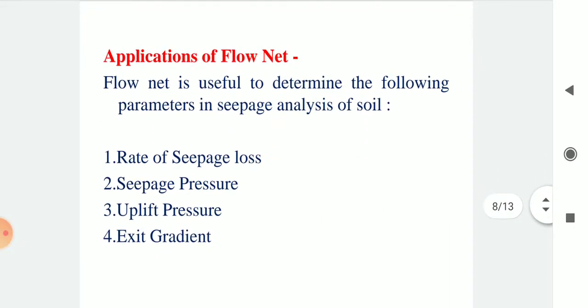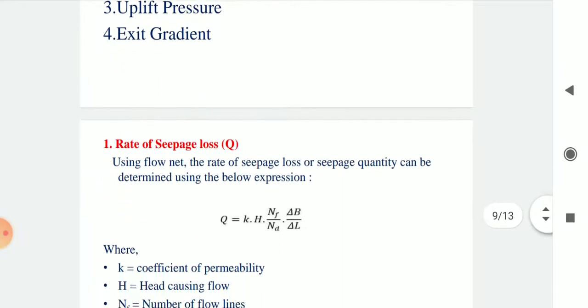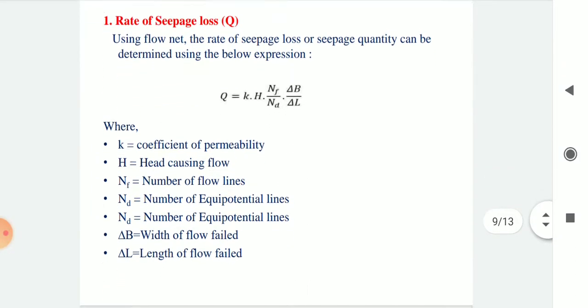Then we are going to discuss the applications of flow net, where flow nets are applicable. Flow net is useful to determine the following parameters in seepage analysis of soil. There are four: rate of seepage loss, seepage pressure, uplift pressure, and exit gradient. Let's start with the first, rate of seepage loss, that is Q.